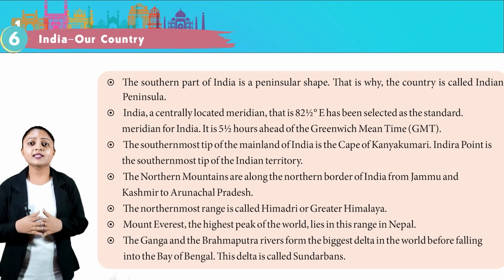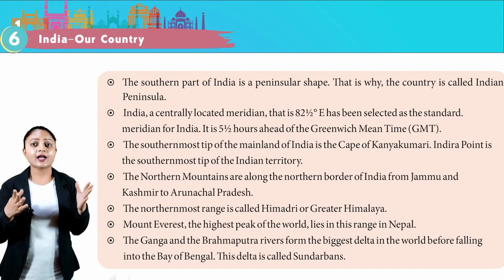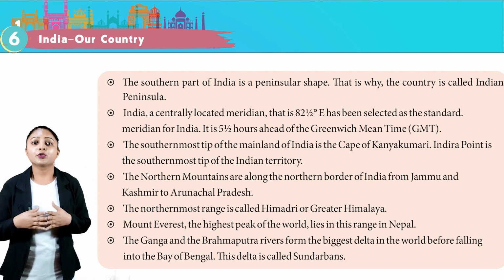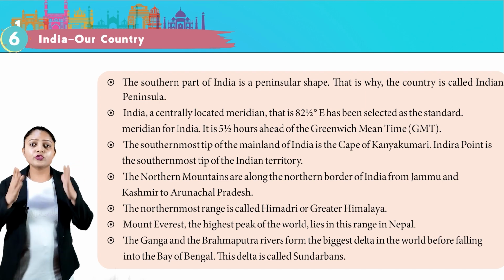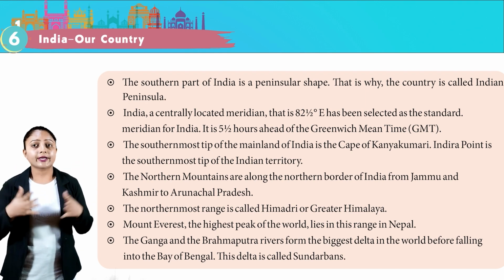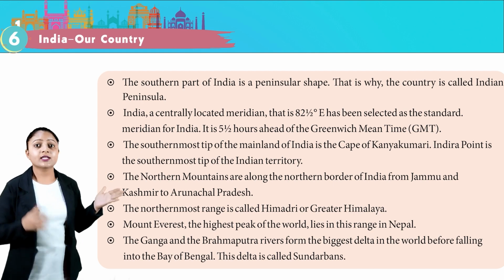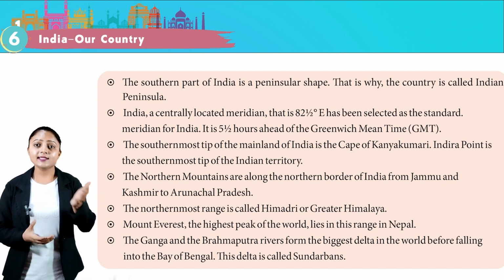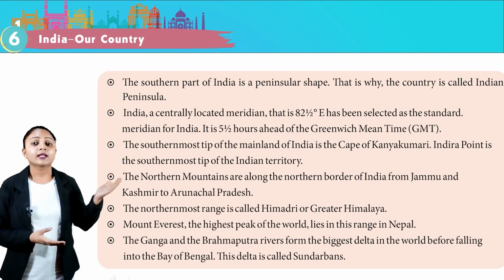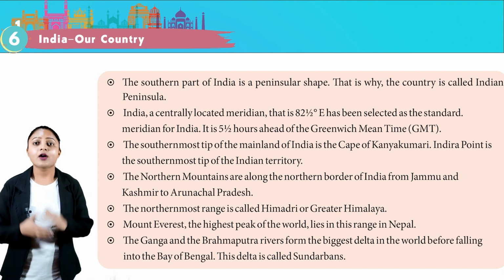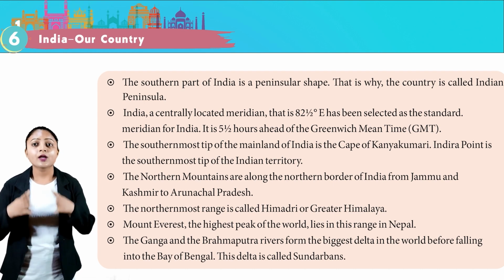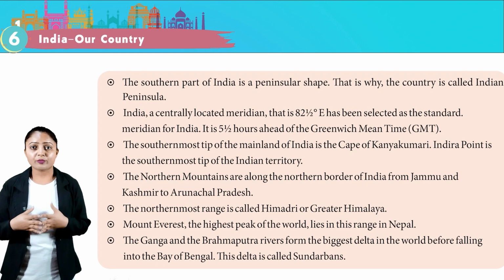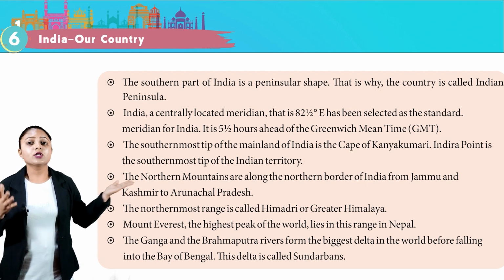The northern mountains are along the northern border of India from Jammu and Kashmir to Arunachal Pradesh. The northernmost range is called Himadri or Great Himalaya. Mount Everest, the highest peak of the world, lies in this range in Nepal. The Ganga and the Brahmaputra rivers form the biggest delta in the world before falling into the Bay of Bengal. This delta is called Sundarbans.